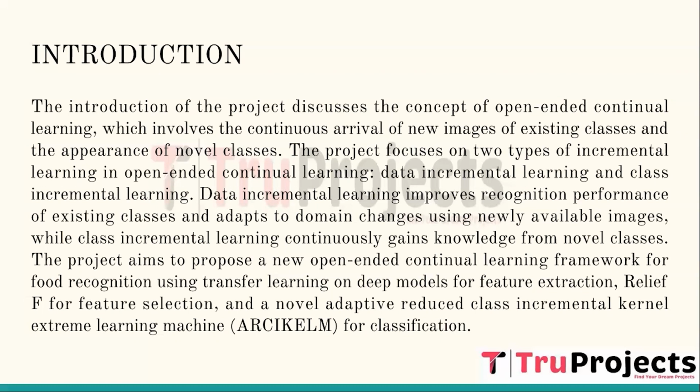And this framework incorporates various techniques, including transfer learning applied to a deep model for feature extraction, ReliefF for feature selection, and a unique adaptive reduced class incremental kernel extreme learning machine for classification. By combining these approaches, the project aimed to enable efficient and accurate food recognition in a continually evolving environment, accommodating both the addition of new images from the existing classes and the novel classes.